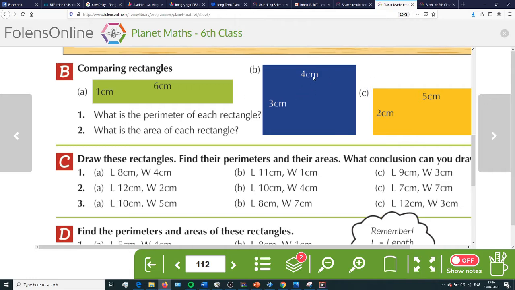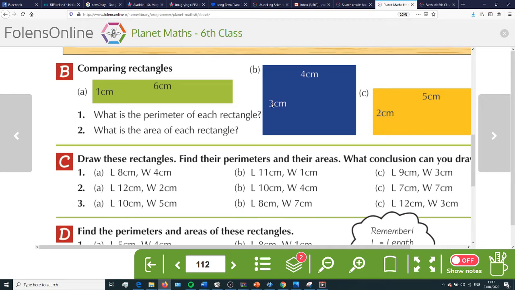So for this one, the perimeter is going to be 4 and 4 is 8, and 3 and 3 is 6. 8 and 6 is 14 centimeters, not centimeters squared. It's the perimeter, so it's 14 centimeters. Well done if you got that right. And the area, well, that's a multiplication question. 4 times 3 is 12.